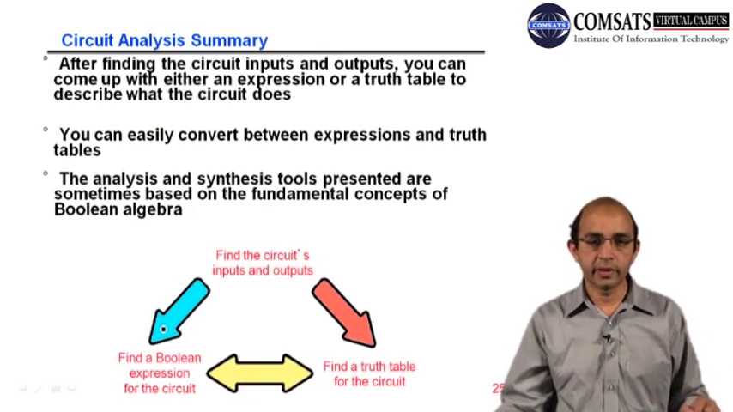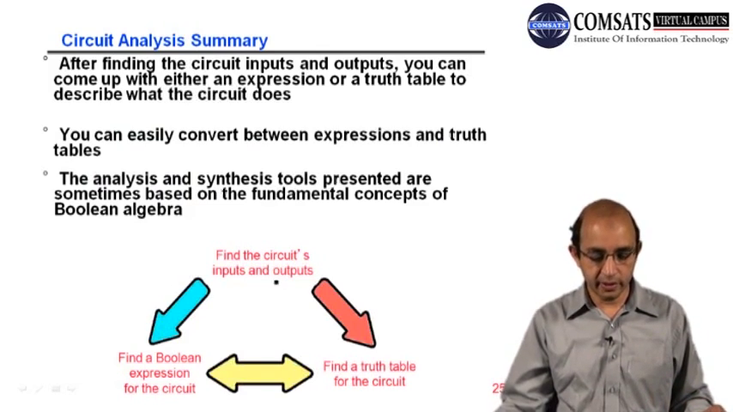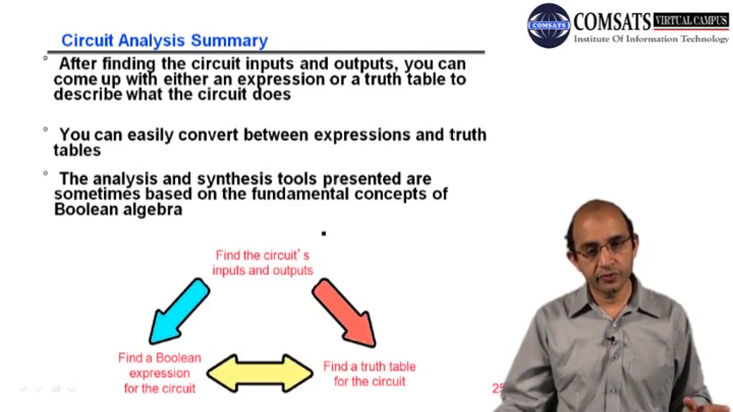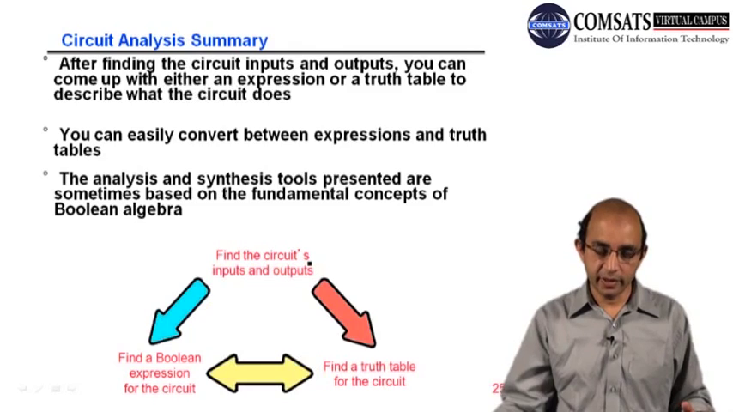So this is the circuit analysis summary. If we have a circuit, what we have to do is first find the inputs and outputs. Then we can have two options, two choices. Either we can find the truth table for the circuit, and then from the truth table we can find the Boolean expression, or there is another way: we first find the Boolean expression, and from that Boolean expression we can draw the truth table. So this is the circuit analysis summary.